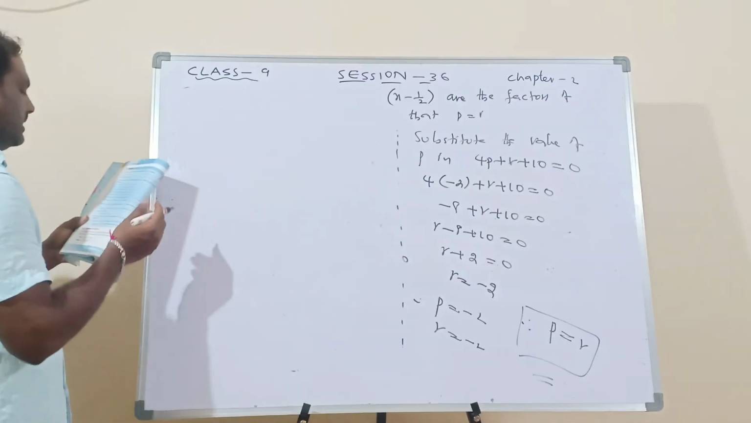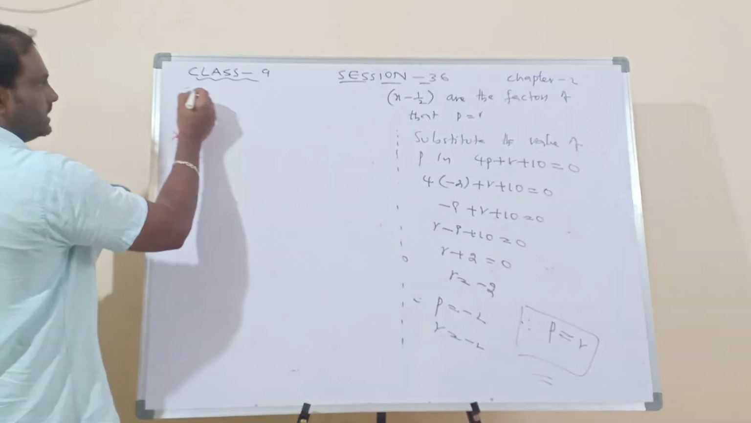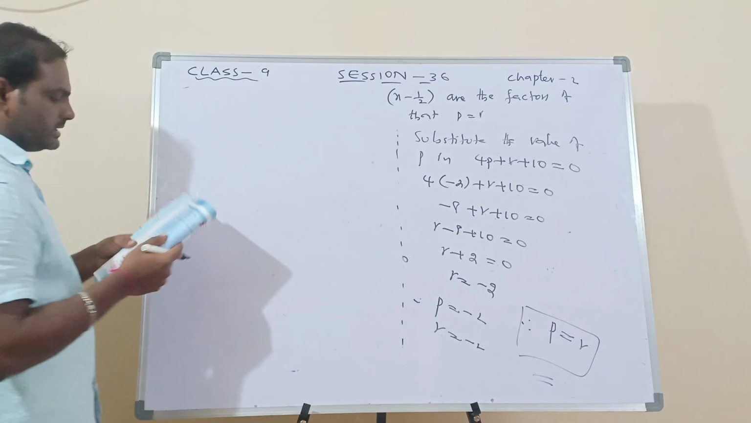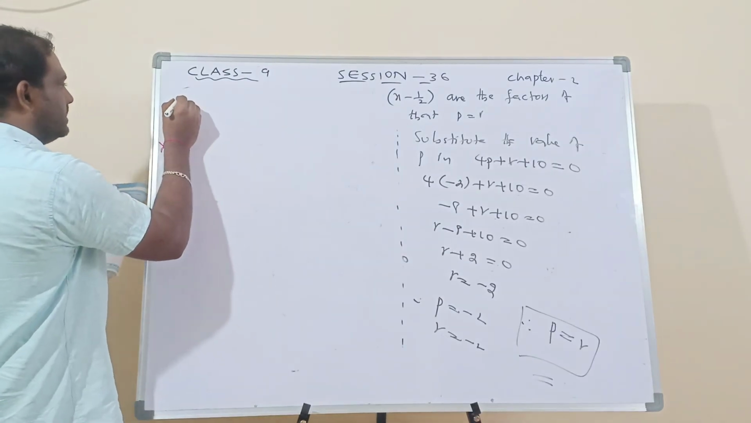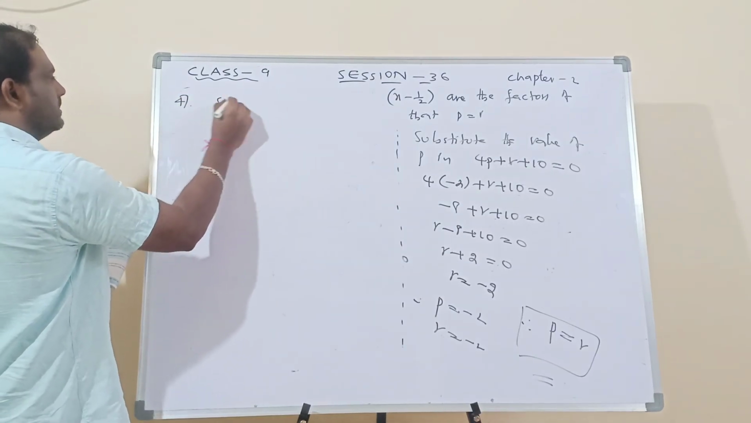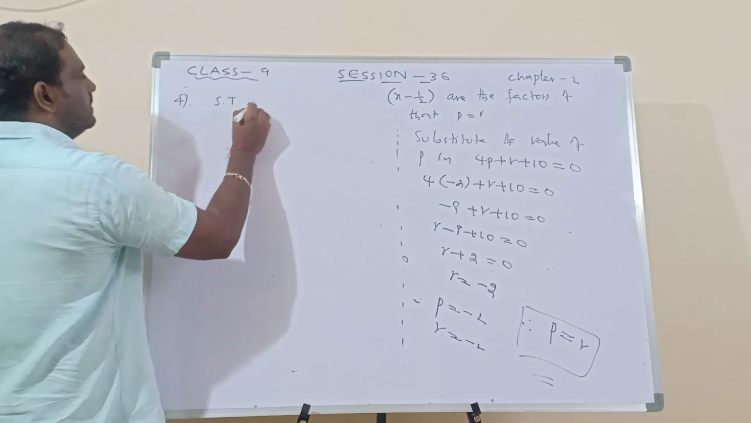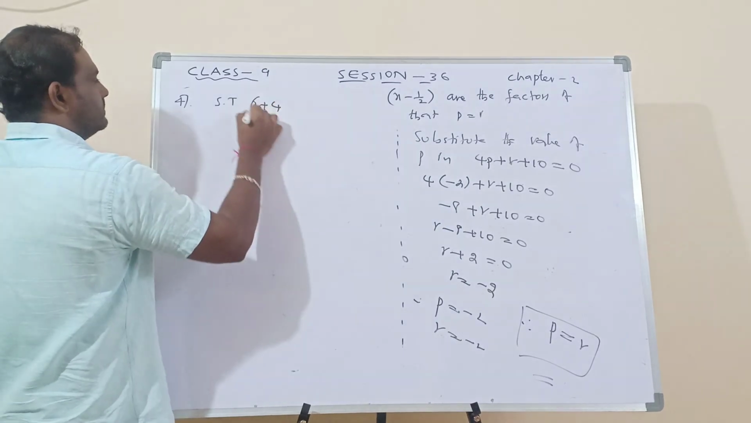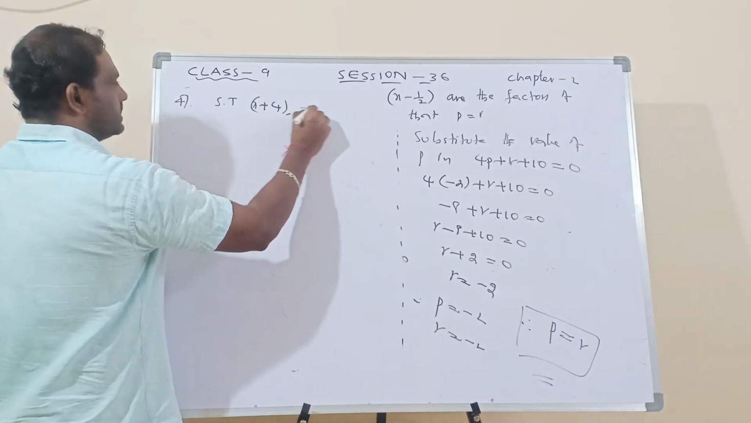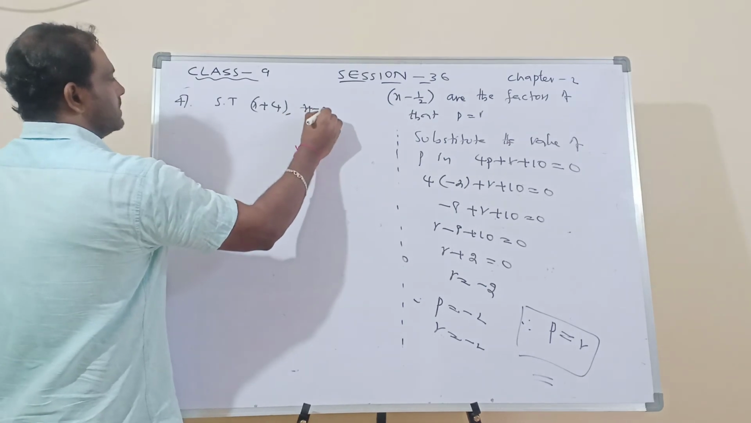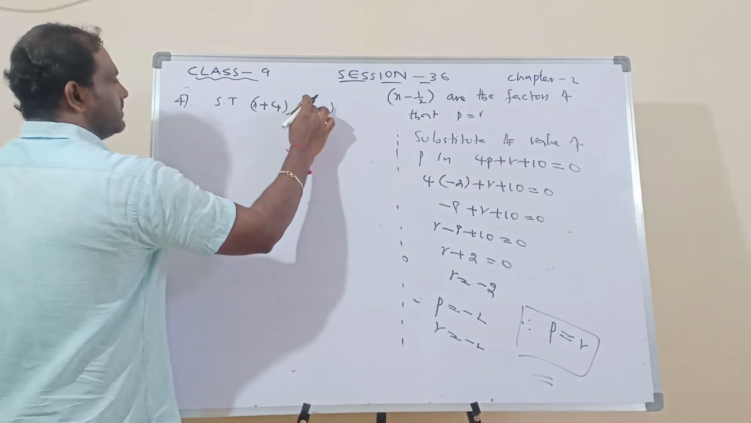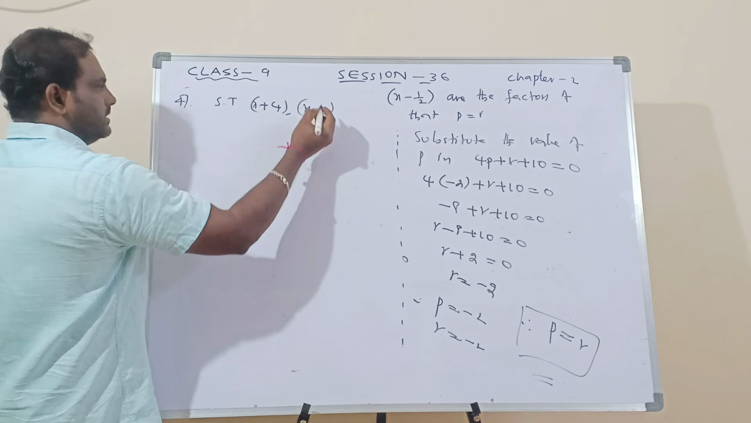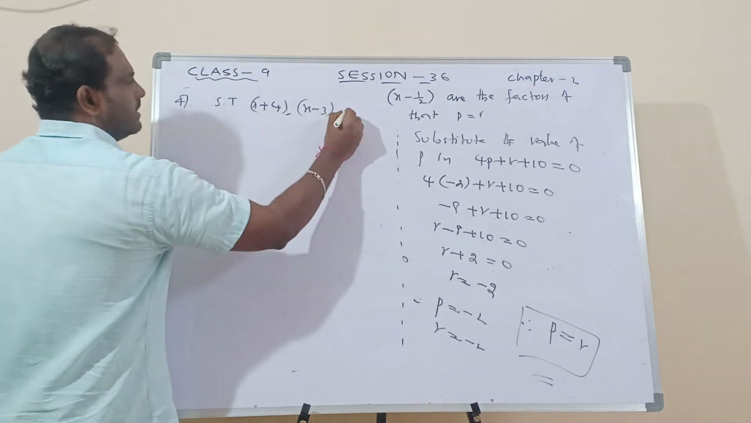Okay. Next, along with these two questions, you have to do one more question as a home assignment. That is question number 4. Show that x plus 4, I am writing the question because some of the students are not having textbooks. They will skip the homework by saying that reason. That's why I am writing the question.